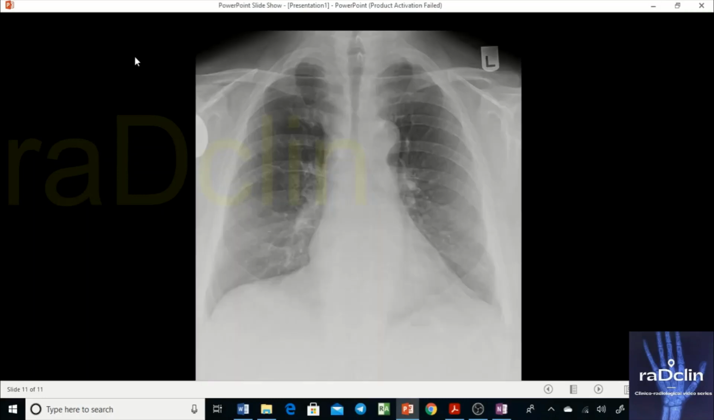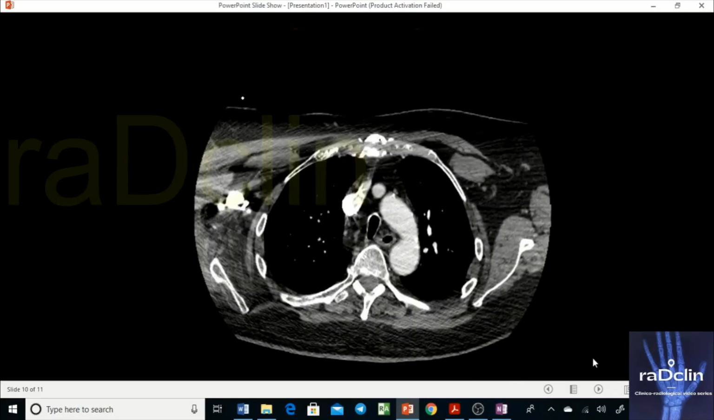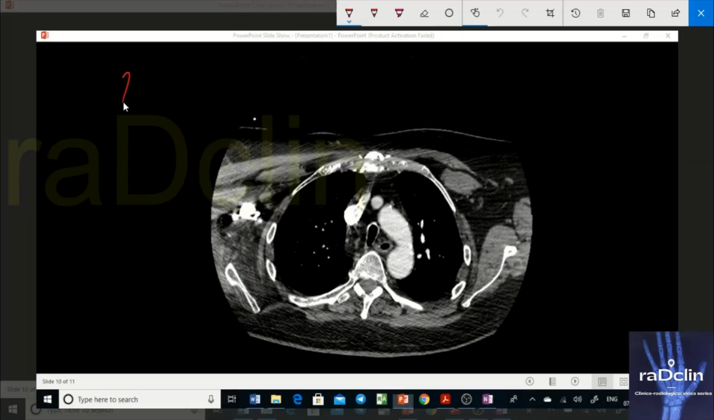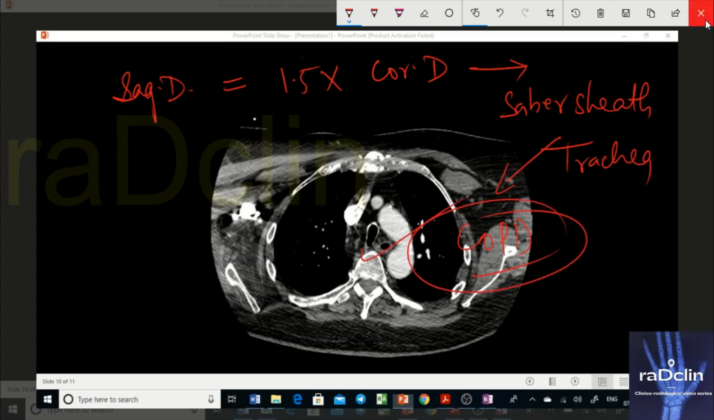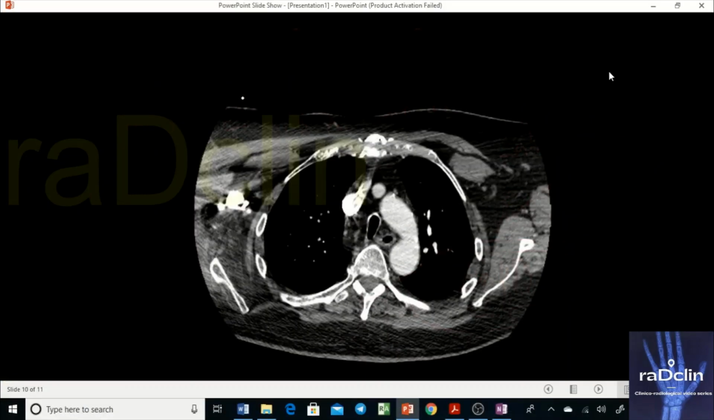So I'm writing it here. The sagittal diameter becomes 1.5 times the coronal diameter, then we call it saber sheath trachea. And that is what you will see in this patient of COPD. So that is about the saber sheath trachea and the intrathoracic trachea that is involved. Now, these are the three entities that we discussed.